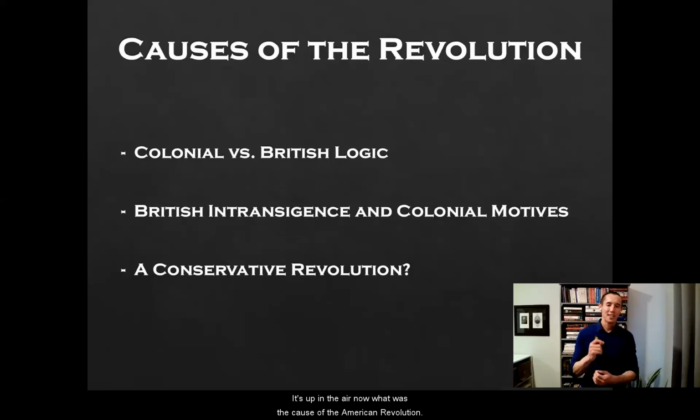Now, what was the cause of the American Revolution? Was it taxes? No, because only one tax was ever passed in the colonies, a direct internal tax, and that was the Stamp Act, and that was repealed before the colonists ever had to pay anything for it.